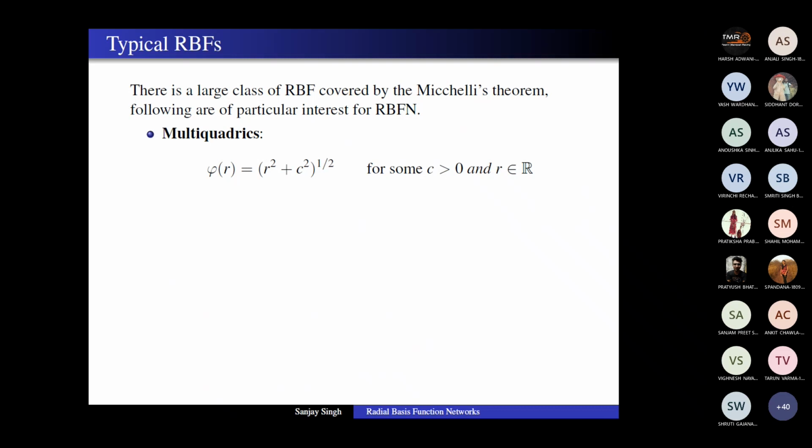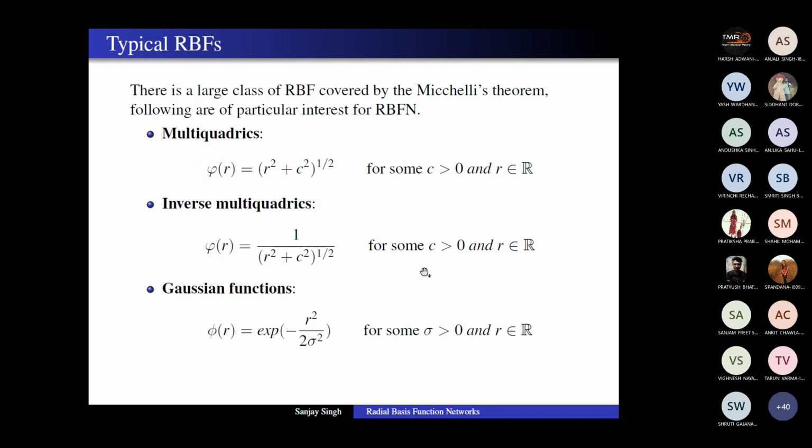Now when we see this, Michelli gave this theorem that if the data points are distinct, then the resulting interpolation matrix is guaranteed to be non-singular. Based on that framework, people have found many other forms of interest for the RBFN. One of them is multi-quadrics, of the form phi(r) equals the square root of r squared plus c squared, where c is greater than 0 and r is real-valued. There is also something called inverse multi-quadrics, and another is the Gaussian function.